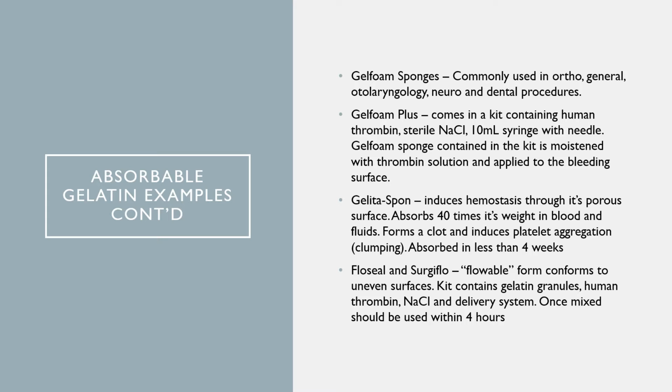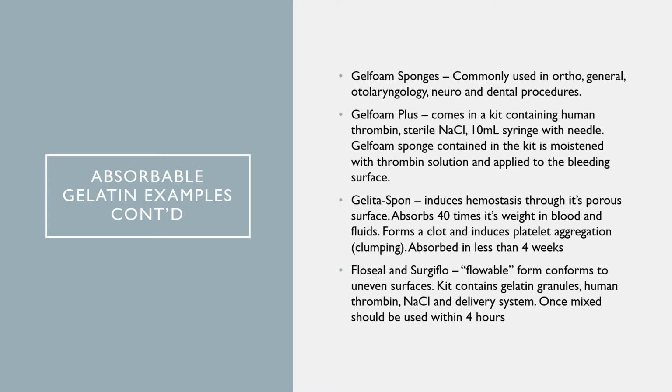We also have the Gelita Spun. This induces hemostasis through its porous surface. It absorbs about 40 times its weight in blood and fluids. It does form a clot and induces platelet aggregation, which is just a fancy word for clumping. And it is absorbed in less than 4 weeks.